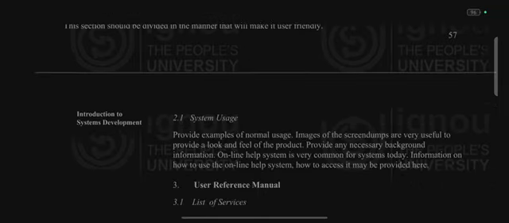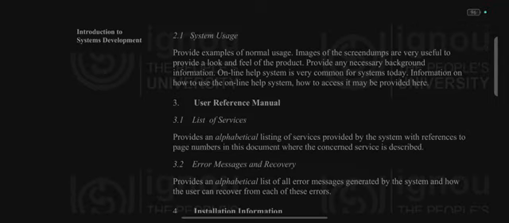System usage. Provide examples of normal usage. Images of the screen dumps are very useful to provide a look and feel of the product. Provide any necessary background information. Online help system is very common for systems today. Information on how to use the online help system, how to access it may be provided here.